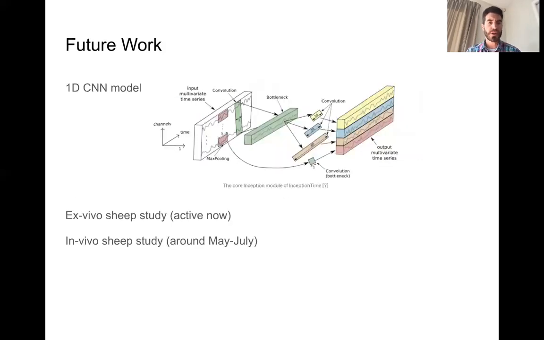In the future, we might employ some more sophisticated CNN models where we could take multiple weeks and place them into the same network structure. That gives us the ability to predict better over time and not lose features by extracting them up front. And we plan an ex vivo and in vivo sheep study later this year.